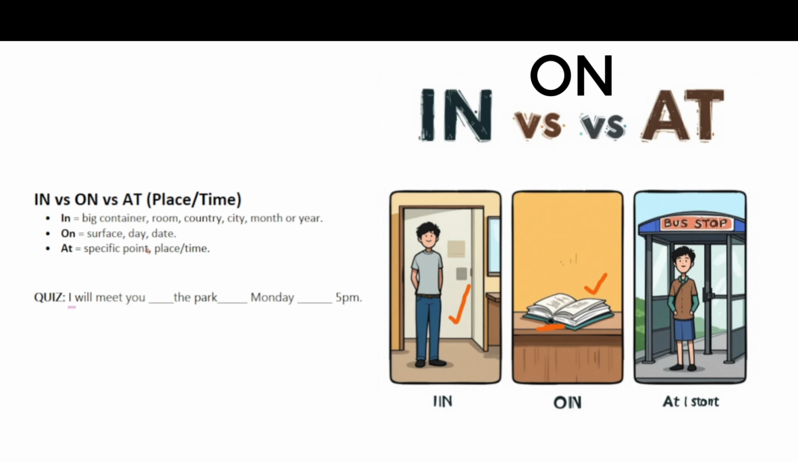All right. And "on" is also used for days and dates. For example, on Monday, on Sunday, and for showing a date, we also use "on". For example, I was born on 4th March.